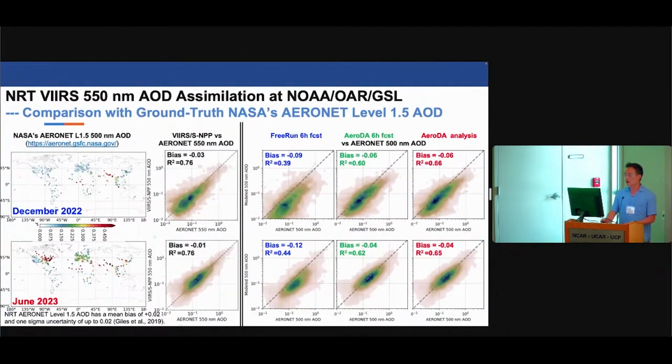In the interest of time, I will only show the verification against NASA's AERONET AOD in 2 months, December 2022 and June 2023, in the top panel and the bottom panel, respectively. NASA's AERONET provides very high quality AOD. It's normally used as ground truth for aerosol verification in our community. So you can see here, the free run 6-hour forecast in blue, the LDA 6-hour forecast in green, and the LDA analysis in red. You see the LDA has a much better agreement with AERONET AOD compared to the free run 6-hour forecast.